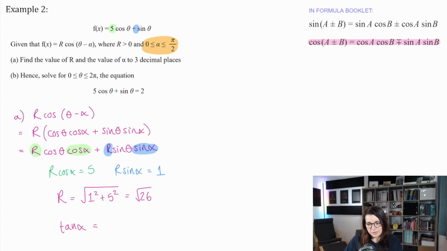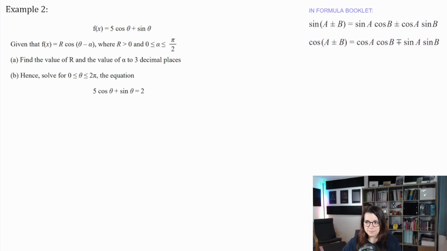Then tan alpha is sine alpha over cos alpha. So order matters here, 1 over 5. Alpha is the inverse tan of that in radians, 0.197 to 3 dp. Part A done. For part B, they want us to solve that equation equal to 2.